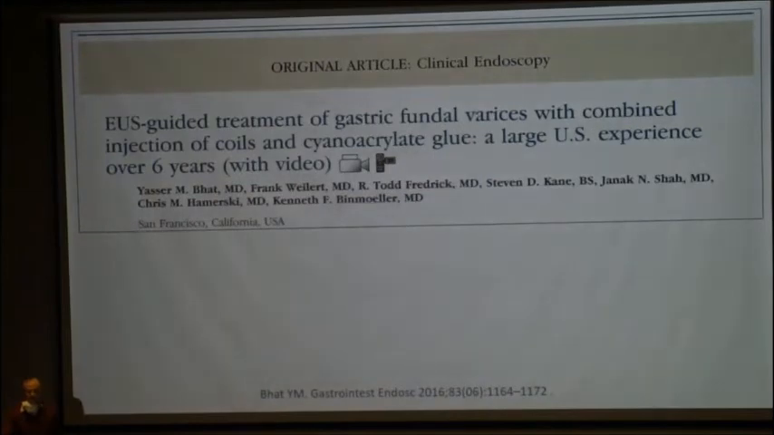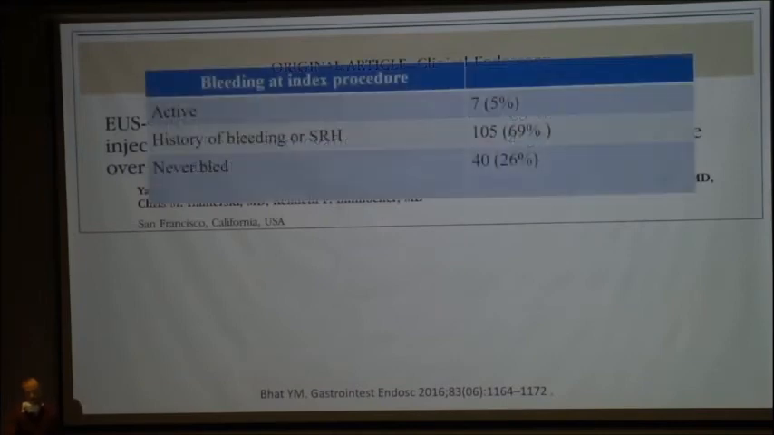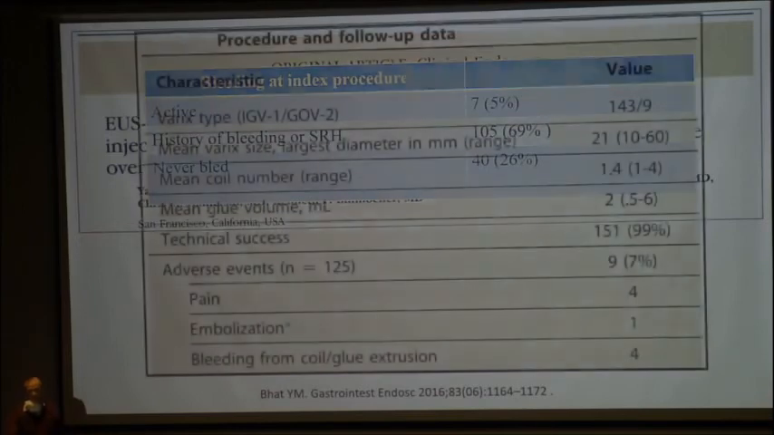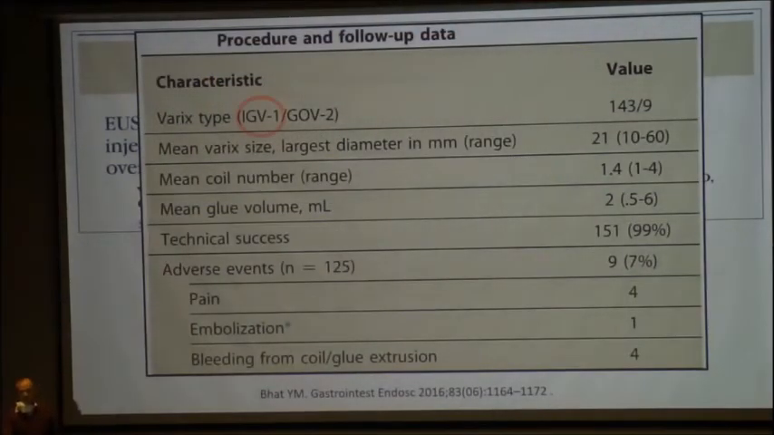It is a retrospective study looking at the results of EUS guided coil and glue, where 7 patients were having active bleeding, 105 patients had a history of bleed, and 40 patients had come for primary prophylaxis of the gastric varices. Majority of these patients were IGV1, and the mean diameter of the varix was 2.1 centimeter. The number of coils required was just 1.4, and the amount of glue required was only 2 ml.